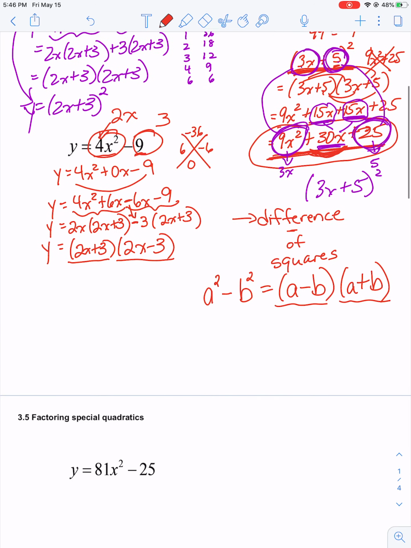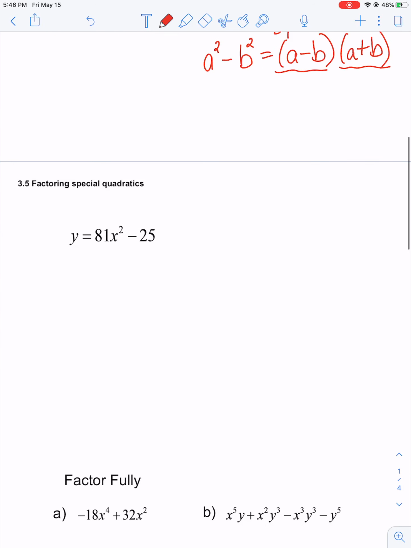So here's another example. So 81x squared is the square of, well, the square root of 81 is 9, and the square root of x squared is x. Square root of 25 is 5. So I'm going to put a minus in one bracket and a plus in the other. There is no such thing as factoring sum of squares. It just doesn't work. You can't do it.